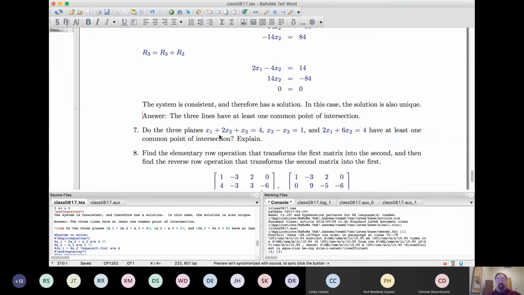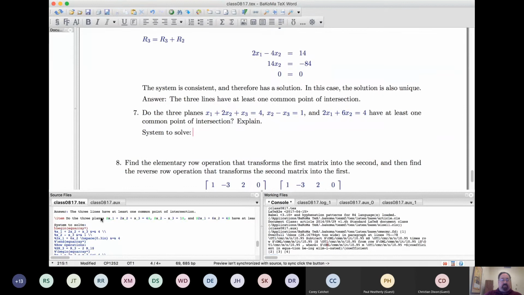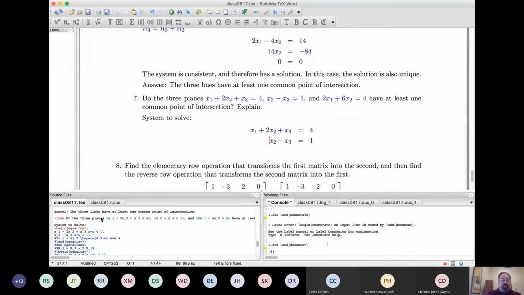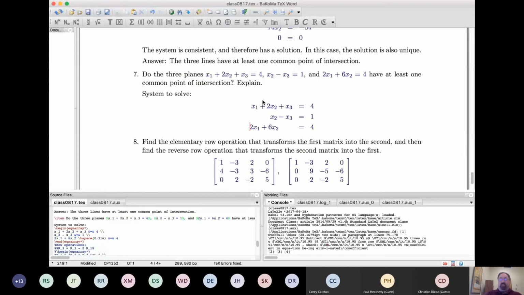But then we could try the same thing when we have three planes. So is there a point x1, x2, x3 in three-dimensional space that satisfies the equation for all three of these planes? So if we write this as a system of equations, that's this system to solve. And I've written it in such a way as to line up all the variables.